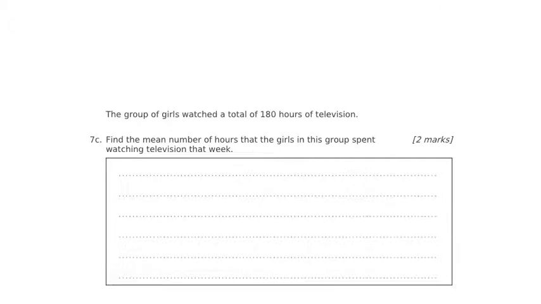You're told that the group of girls watched a total of 180 hours of television. Find the mean number of hours that the girls in the group spent watching television this week. Well, the mean is the sum of all the x values divided by how many there are, which in this case is 180 divided by 10, which is 18. So the mean number of hours is 18.